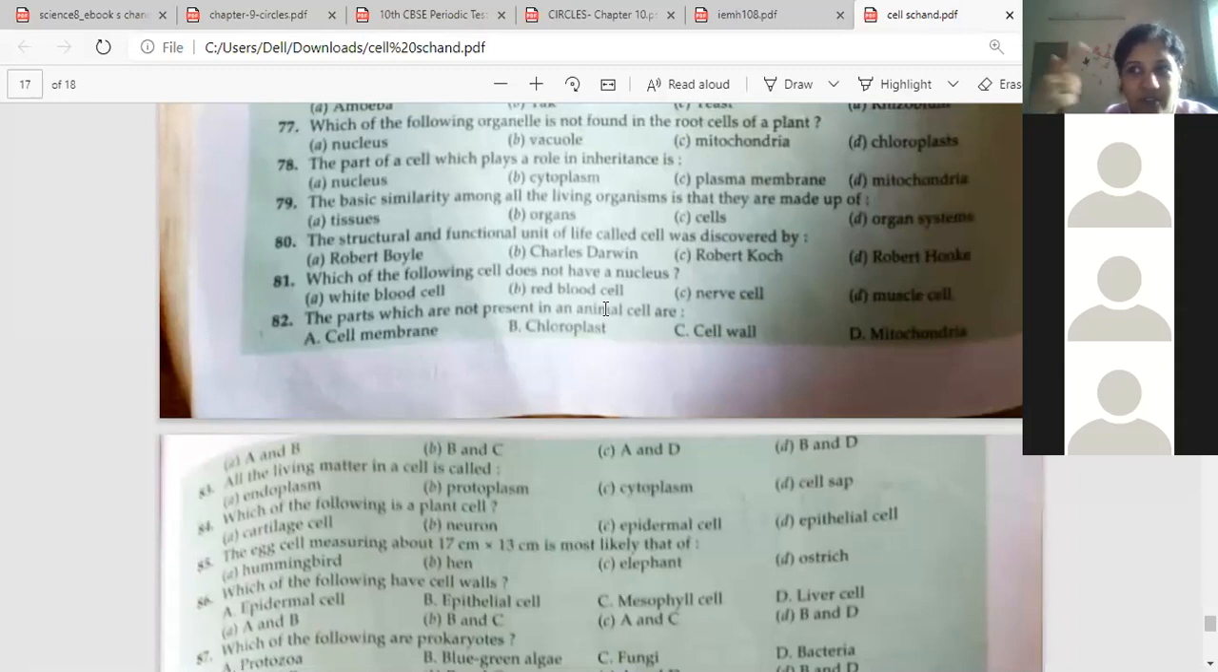After 120 days, the new cells are formed. When the new cell is formed, at that time it is present. When it reaches maturity, at that time it loses it.